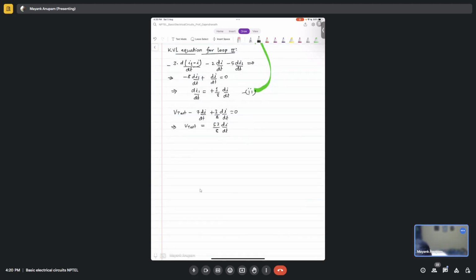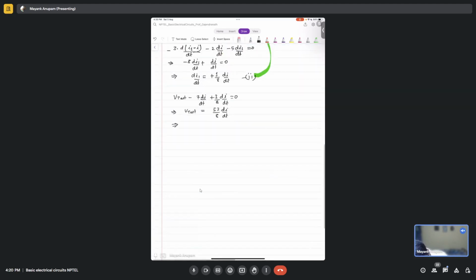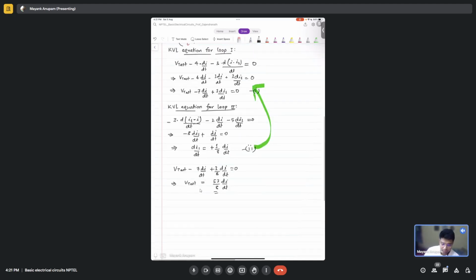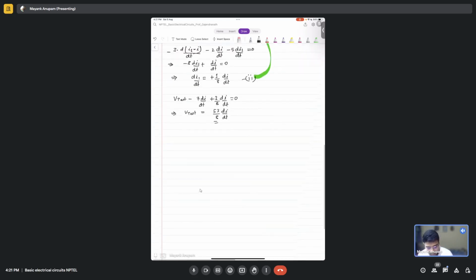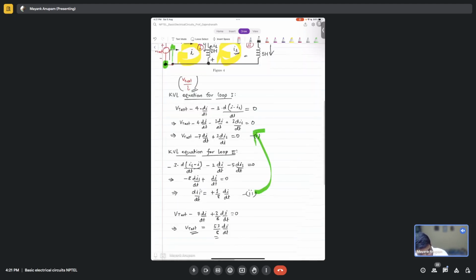Okay, so no response means everything I'm doing is fine. So tell me what it is. V test is equal to 53 by 8 di/dt, right? So we wanted to find something of this kind, right? V test by I, but what we are getting is V test is equal to something into di/dt. So what is the problem here? I mean, is it okay, or should I do something else?